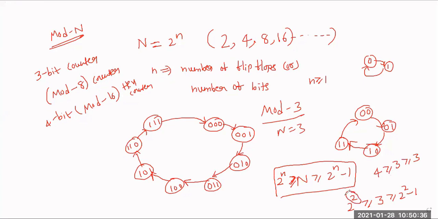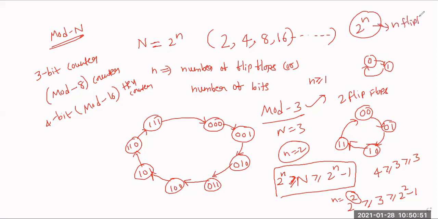Yes, sir. So ఇక్కడ n value ఎంత ఉంది? 2 అన్నట్టు. n value 2 కాబట్టి for mod 3 counter కి నాకు compulsory 2 flip flops are required. Okay, if it is 2 power n అని directly రాస్తే, directly I can say n flip flops are required or n bit counter అన్నది.